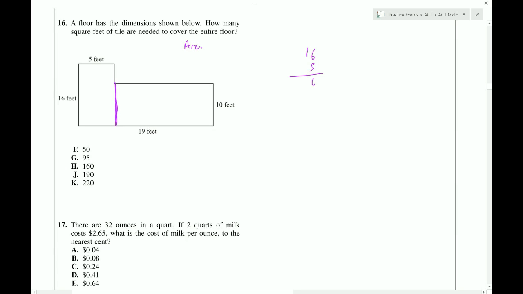So 5 and so this is 30. 5 and 3 is 8. So this is 80. This piece. And then we have to subtract 5 from 19 and get 14 is left over for this dimension. Times the 10 would give 140. So 140 and 80, that would be 220.